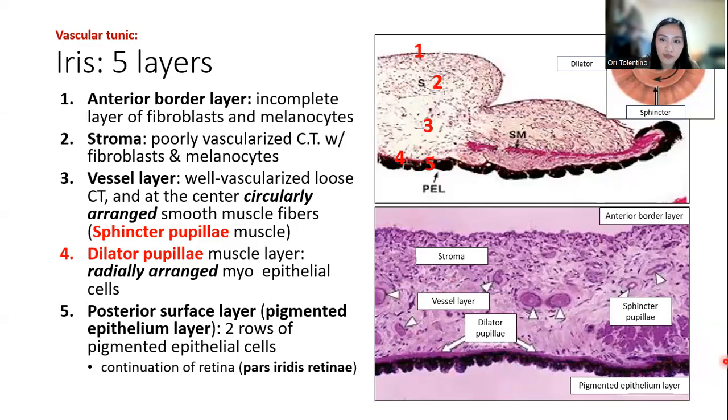Fifth, posterior surface of the pigmented epithelium layer. Okay? Posterior surface layer or the pigmented epithelium layer is made up of 2 layers of pigmented epithelial cells. Like the ciliary body, it is also lined by the anterior epithelial continuation of your retina. Here, the epithelium is called the pars iridis retinae, or the iris part of your retina.